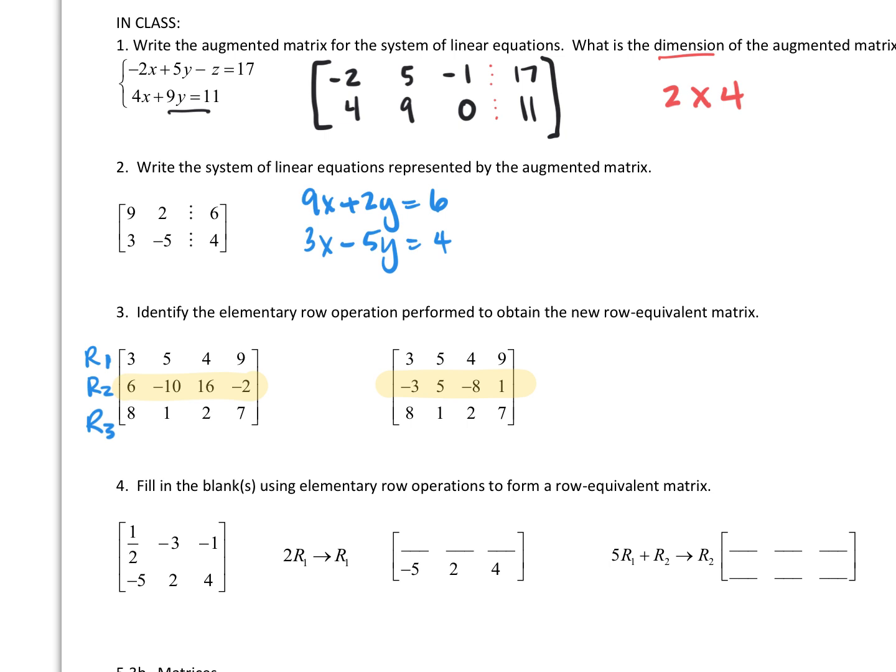Well, we're saying to get from here to here, they divided this by -2, this by -2, this by -2, and this by -2. Does that make more sense? So what we did, that means it's 1/2 of the original row 2 is now my new row 2. Okay?